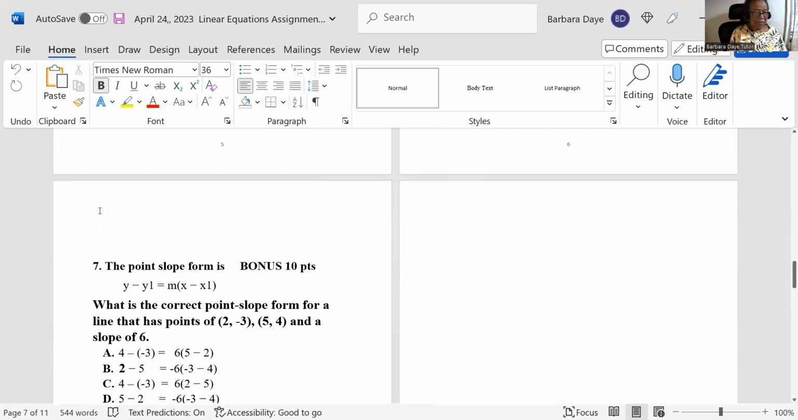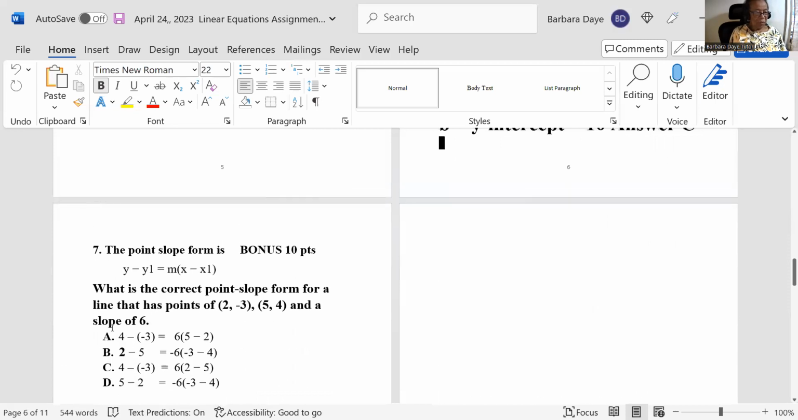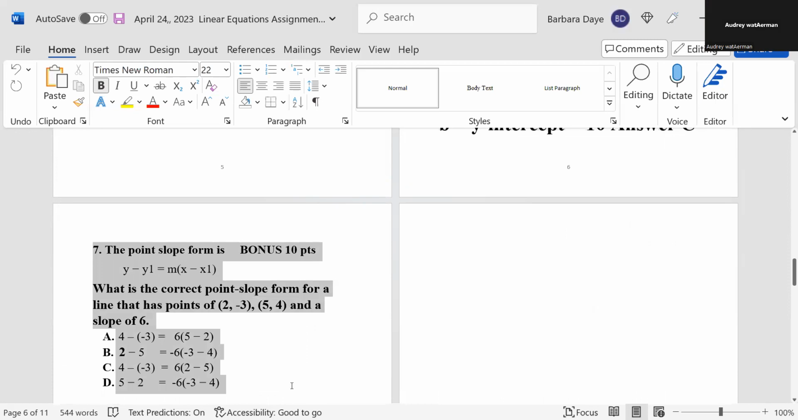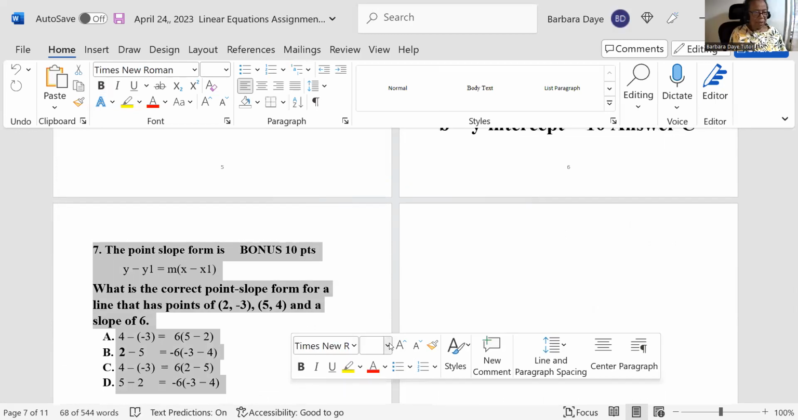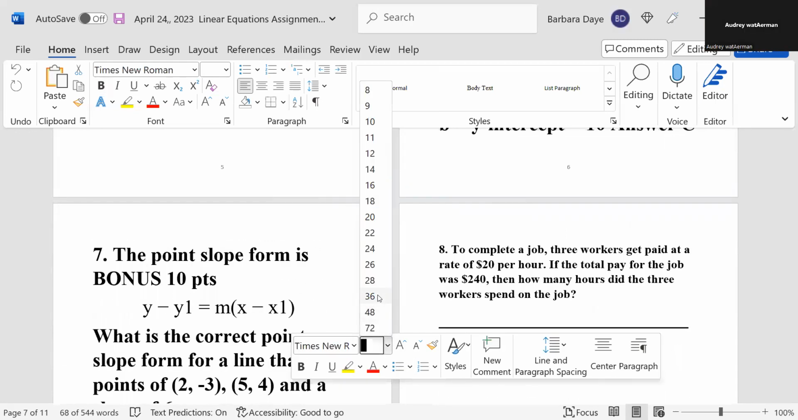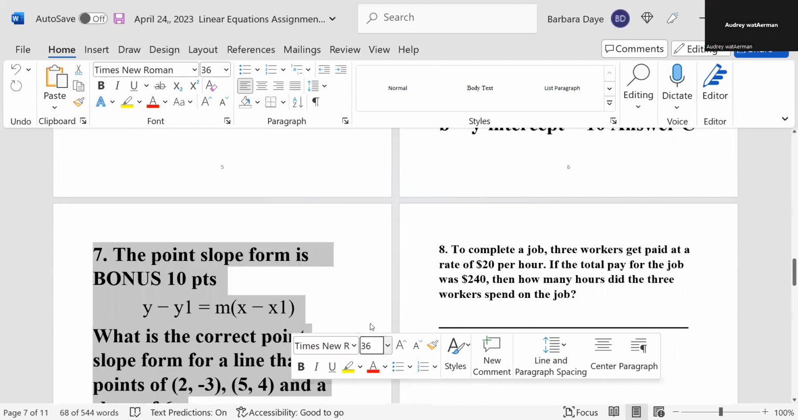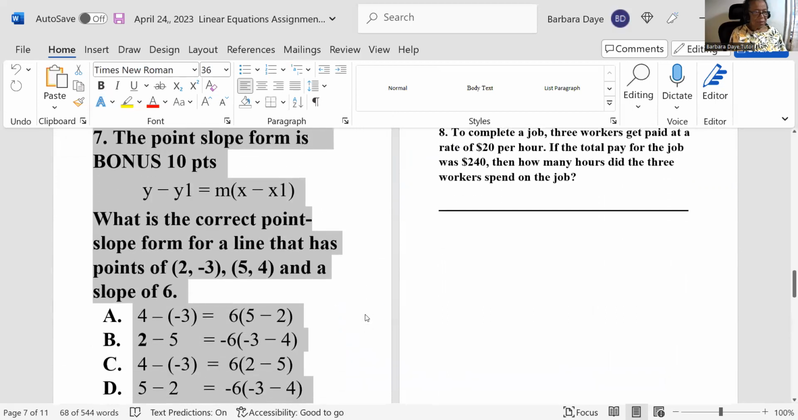Number 7 was a bonus because I didn't go over the point-slope form, but I gave you the formula and I wanted you to solve it. So Audrey, what happened? I just messed up that 6 here. I didn't understand that whole part. I've never seen that with a 6 in there before.